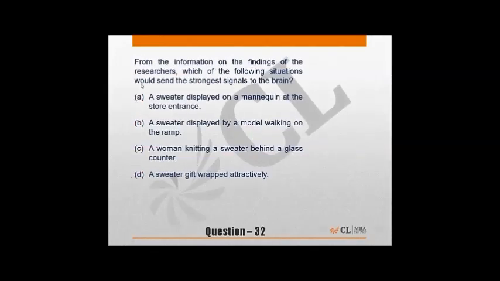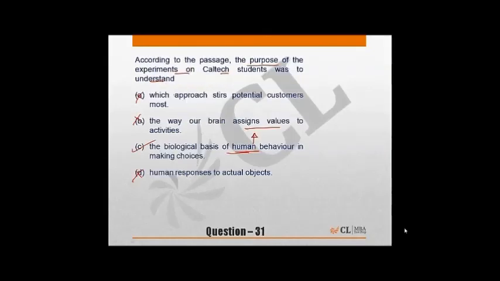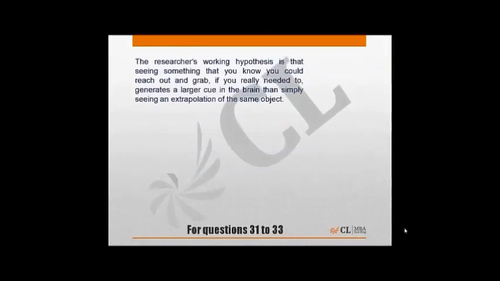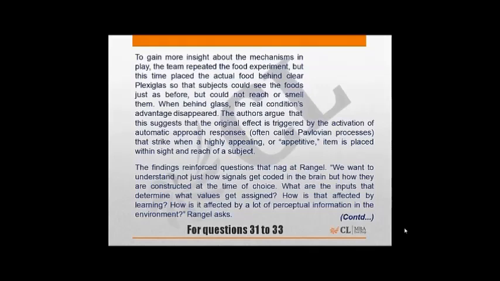Question 32. From the information on the findings of researchers, which of the following situations would send the strongest signals to the brain? Let's look at the choices. Now, to get the answer, let me just take you back to the passage. Randomly presented.